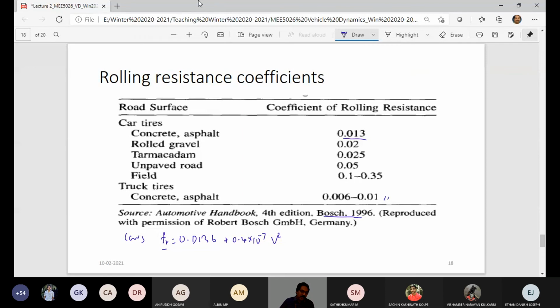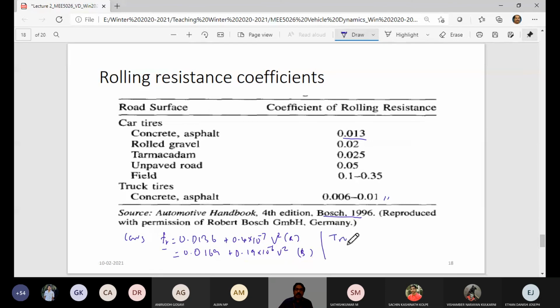and this is for radial tires. The formula would be different for bias tires, which would have more than this. So you would see this is 0.0169 plus 0.19 into 10 raised to minus 6 v square for bias tires for cars. Similarly, you also have for truck tires.